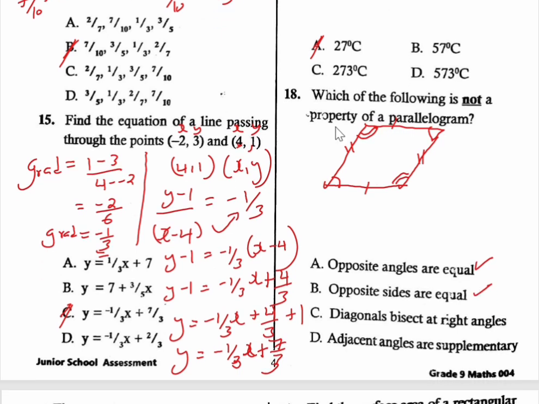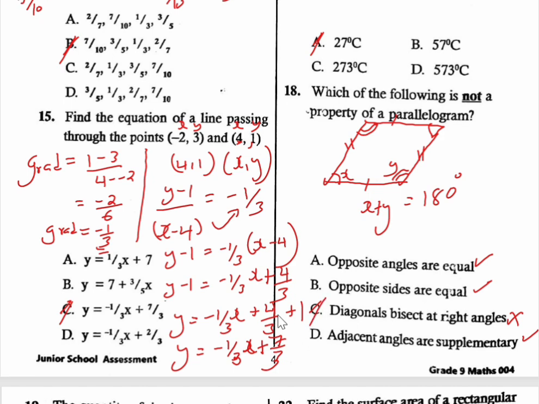Go to D. Adjacent angles are supplementary. This means that they add up to 180, which is very true. If this is x and this is y, then the sum of x plus y is equal to 180 degrees, which is very true. So the one which is not true is diagonals bisect at right angles. This one is not true, and therefore the correct answer is C. Diagonals don't bisect at right angles.